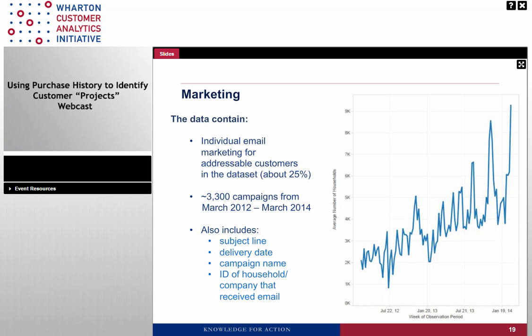The last set of this kind of external data is marketing data. We have individual email marketing for addressable customers in the database. It's about a quarter of the total data set. There were slightly over 3,000 campaigns in our observation window, and the data set for this marketing includes the subject line, the delivery date, the campaign name, and the individual household that got that email. I should also bring up that the subject line is explicit and is similar to the products in offering opportunities for data mining and understanding more about the nature of the marketing.